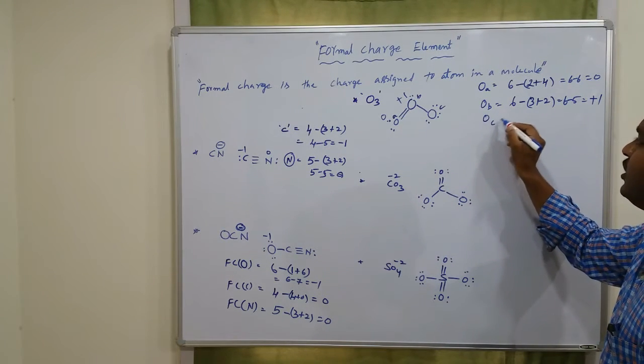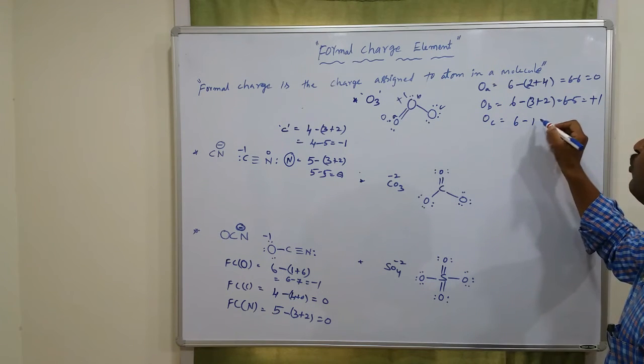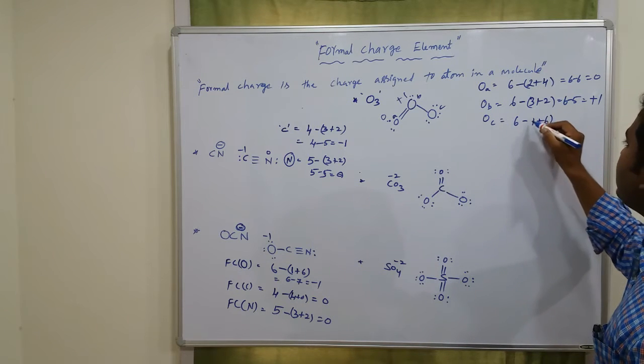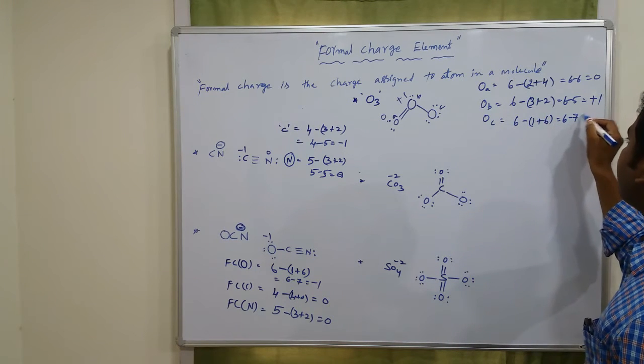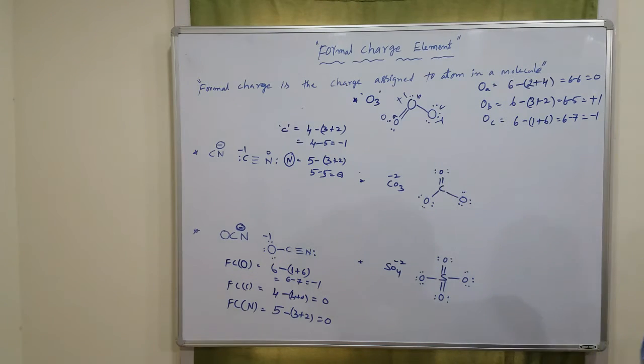Coming to oxygen C, oxygen group number is 6. Around the oxygen atom it has only 1 bond. Next, around the oxygen atom it has totally 6 dots or electrons. So 6 minus 7 equals minus 1. So oxygen C carries a minus 1 charge.